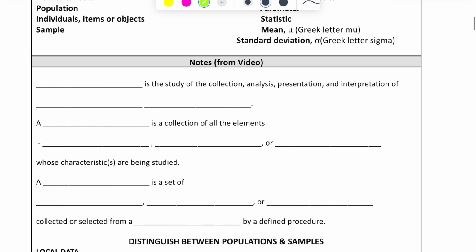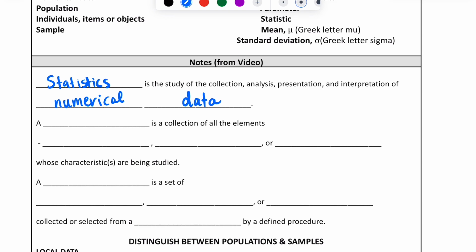So the very first blank we're going to use is going to be statistics. Statistics is the study of the collection, analysis, presentation, and interpretation of numerical data. Whenever we have large groups of numbers together, it might be a set of test grades, it might be different GDPs for different countries collected around the world, we need to be able to analyze that data and summarize it, and that is what we do with statistics.